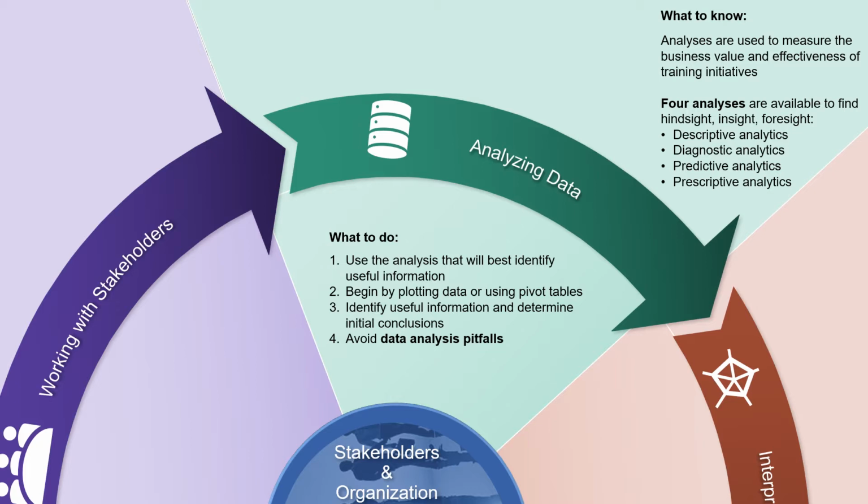Begin by plotting data or using pivot tables. Plotting the data can let you see correlations between different variables, and pivot tables can let you sort and filter by different variables, and that's just initial looks at the data. Identify what information is useful and determine initial conclusions, and avoid data analysis pitfalls. So you're making sure the classic things don't happen, and I'll talk about those in a minute as well.